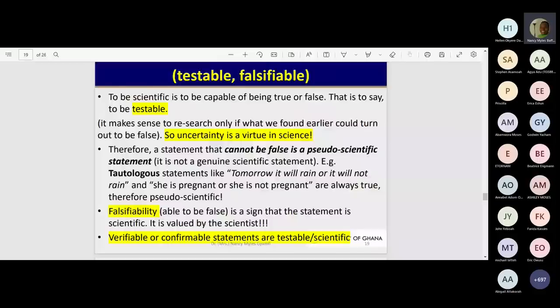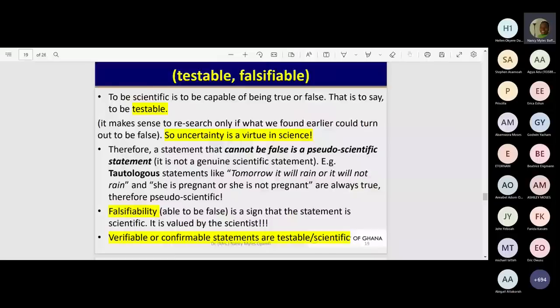Statements that have necessary truths to them, like the ones we have seen on the screen. If you ask me tomorrow, will it rain or will it not rain? And I tell you, oh, tomorrow I think it will rain or it will not rain. When tomorrow comes and it rains, what I said is true. When tomorrow comes and it doesn't rain, what I said is still true. That is not science. A scientific statement has the ability to be either true or false. It should have the capacity of being able to be false.